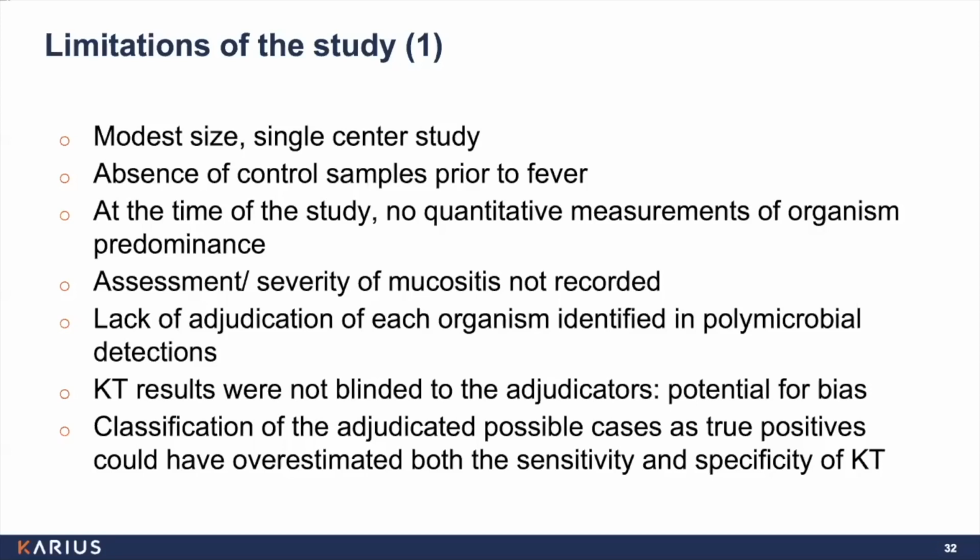Another issue with the adjudication would be that Karius test results were not really blinded to the adjudicators, adding a potential for bias, even if the process by which they would adjudicate would go through first a determination as to whether the fever was deemed to be infectious, and then they would look into the Karius test results. It was still not blinded. Finally, the classification of the adjudicated possible cases as true positives could have overestimated both the sensitivity, but also the specificity of Karius test by decreasing the amount of potential false positives.